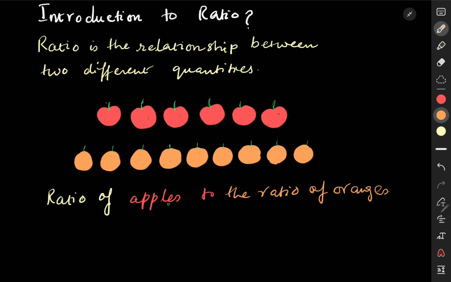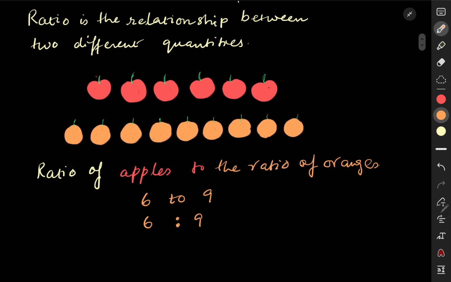How many apples? Apples are 6, so we can write 6 here, and oranges are 9, so 6 to 9. Or in the form of notation, we can write it as 6 to, replace the word to by a colon, 6:9. Ratio is always in the reduced form or simplest form.